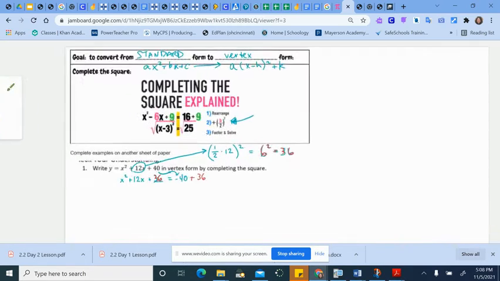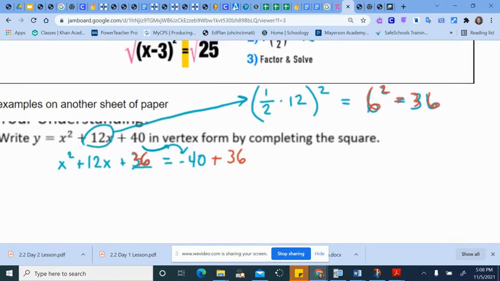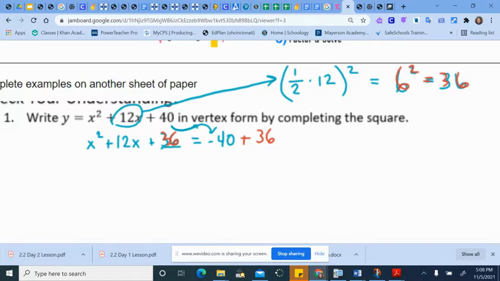Now, the advantage to that is now suddenly I know that this handy dandy deal is the same, and you're going to trust me, is the same as x plus 6 squared. All this. That's why I threw that 36 in there. Okay? That left side is now x plus 6 squared. And then I'm just going to simplify the right-hand side.